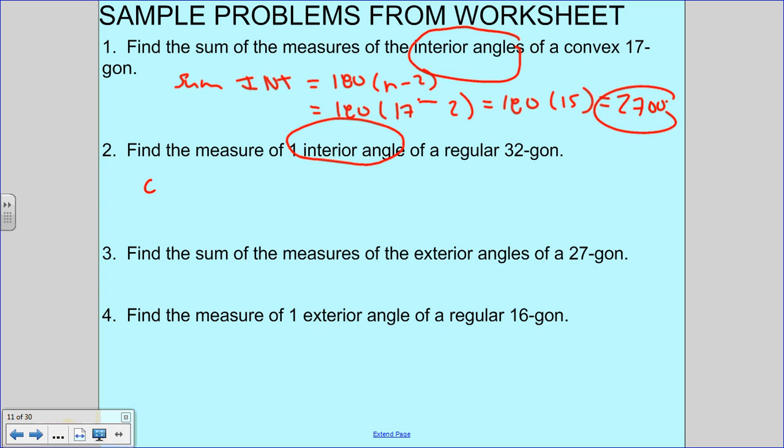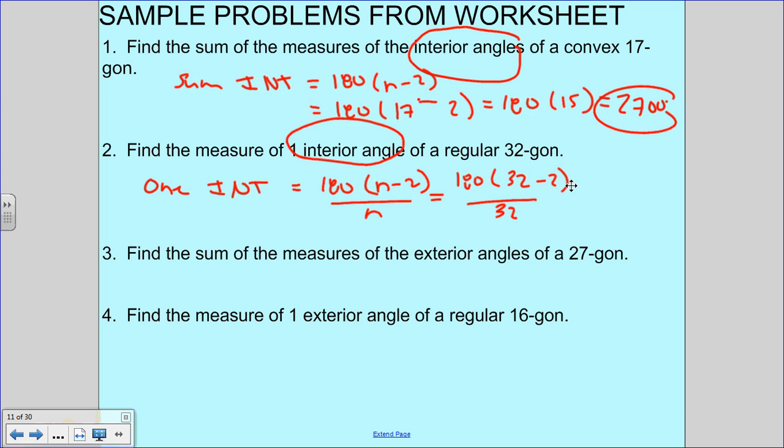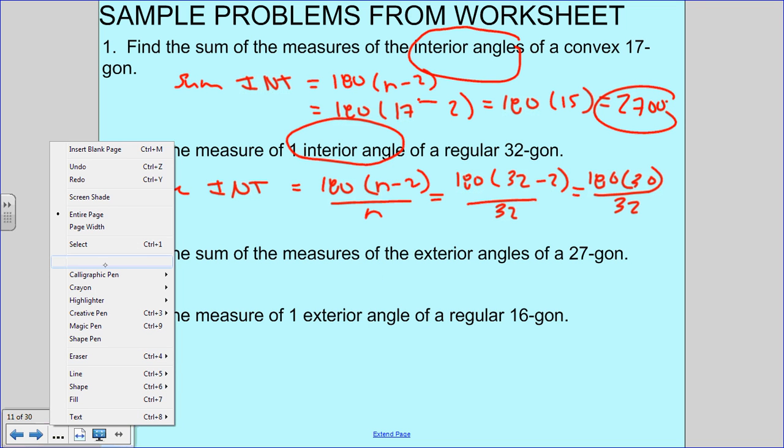So one interior angle was equal to 180 times n minus 2 over n. So that means 180 times 32 minus 2 over 32. In other words, 180 times 30 over 32. So now let's grab our calculator.